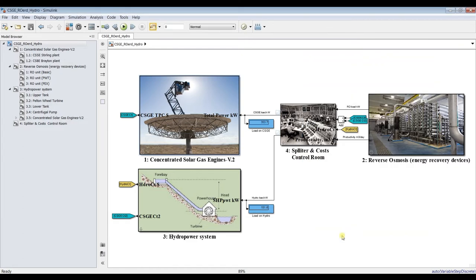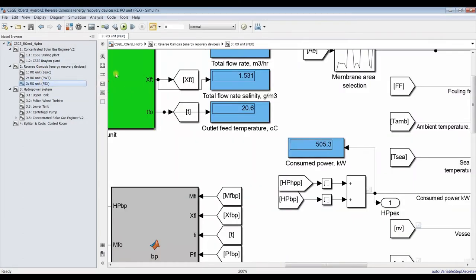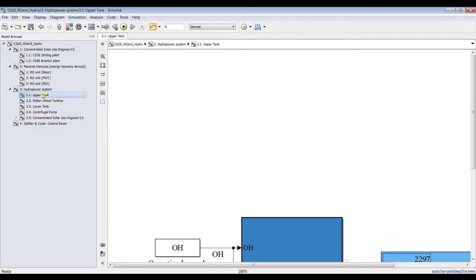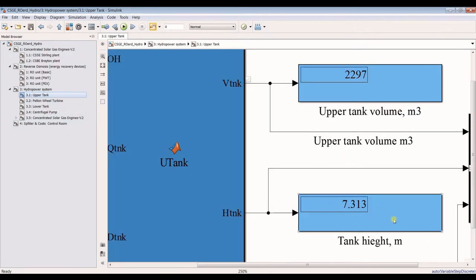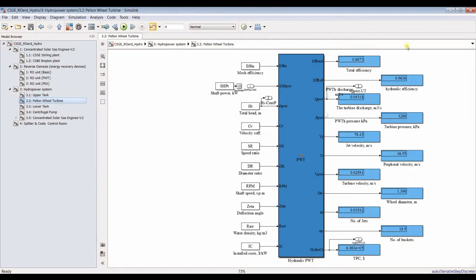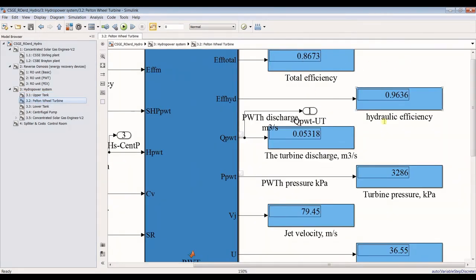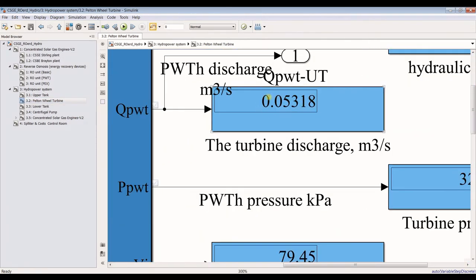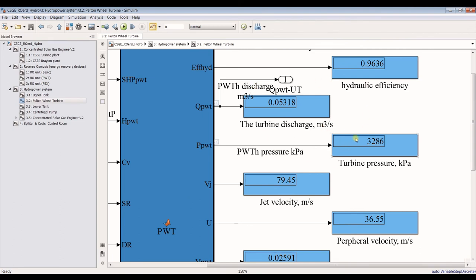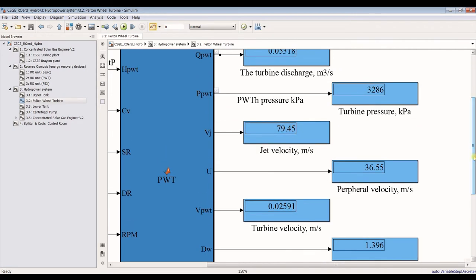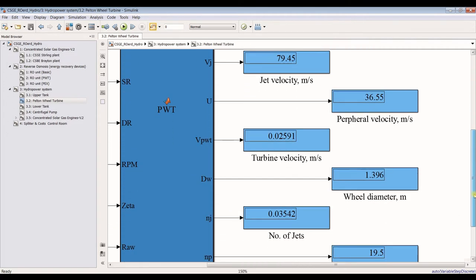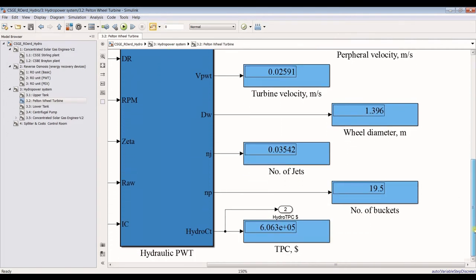Okay, let's go for reverse osmosis with the messages. Let's go for, okay, the hydropower system. This is your upper tank volume and this is your tank head for 100 kilowatts. Pelton wheel turbine, this is the impulse turbine efficiency, hydraulic efficiency. This is your discharge through the hydraulic system. Turbine pressure, jet velocity, you can change these results in order to obtain optimum design limits. Okay, and turbine velocity, wheel diameter, number of jets, number of buckets, and total plant cost. This is your hydro cost.